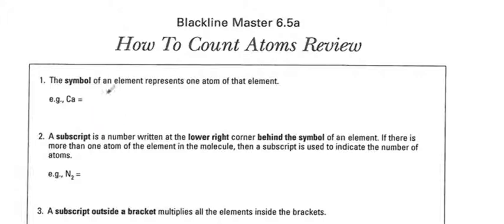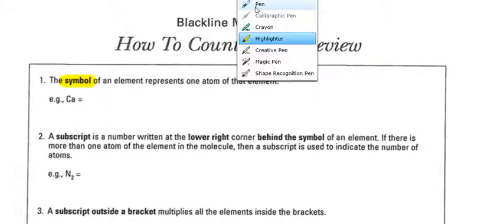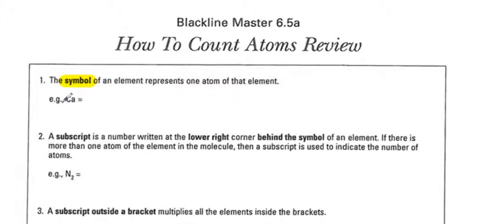So if you look at this first part here, the symbol of an element just simply represents one atom of that element. So if you see, for example, here we have calcium, and there's just one calcium here, so it's just simply one. So one calcium, that's it.